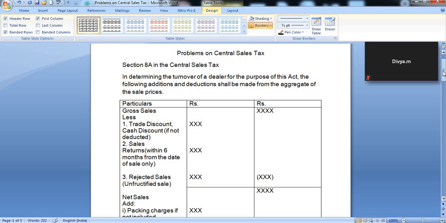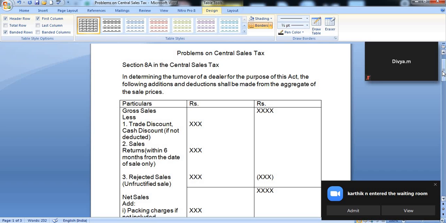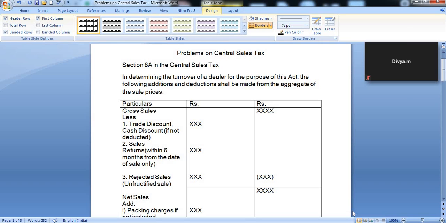Okay, from there you reduce trade discount or cash discount. What is trade discount? Trade discount is the amount which is provided to you by the seller immediately at the time of sale. Suppose you go to a particular seller, you purchase some products from the seller. On the spot, if he is giving you some discount, say 10% discount, it's called trade discount.